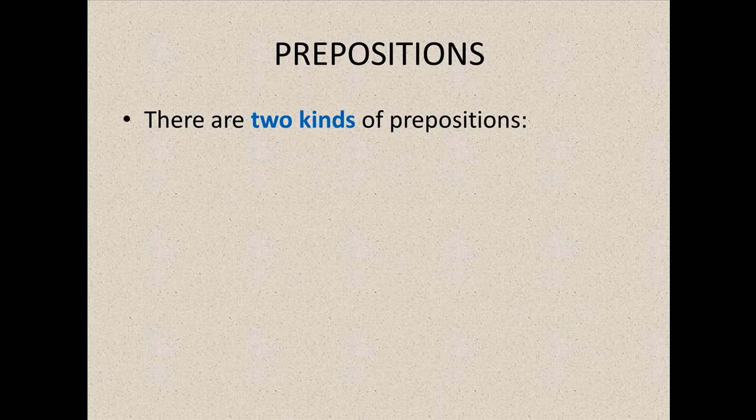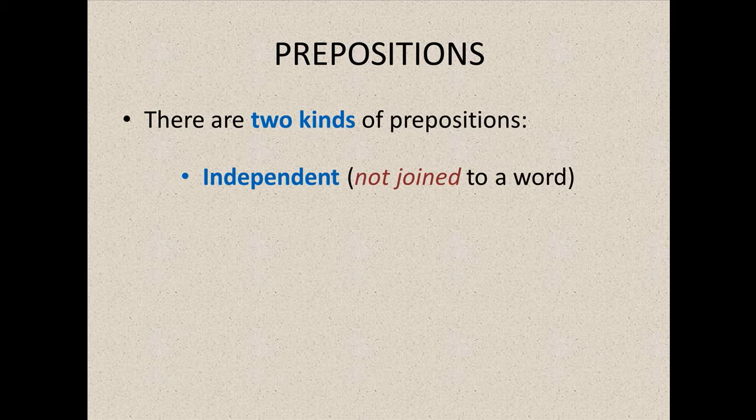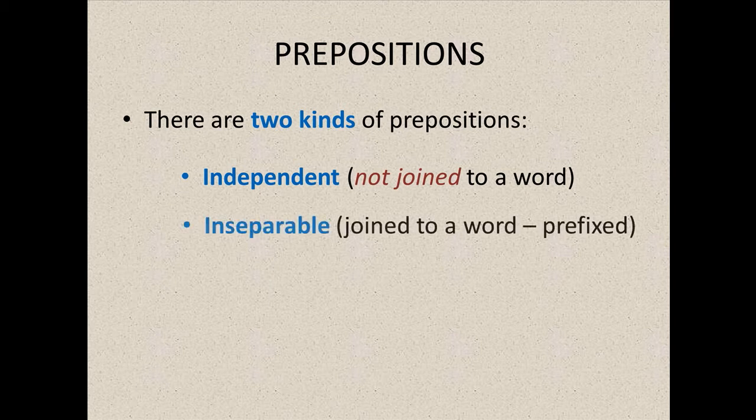Prepositions. There are two kinds of prepositions. You should know that there are these two kinds and how they're distinguished. There are independent prepositions, those not joined to a word, not prefixed to a word. And there are inseparable prepositions, those that are prefixed or joined to a word.